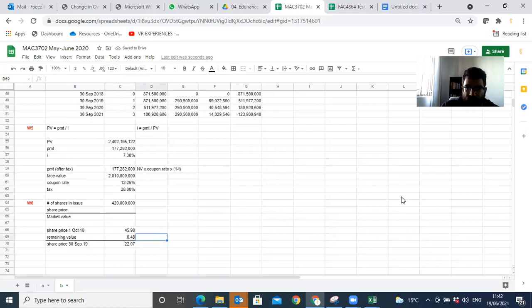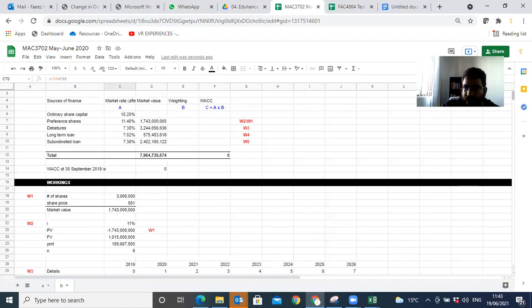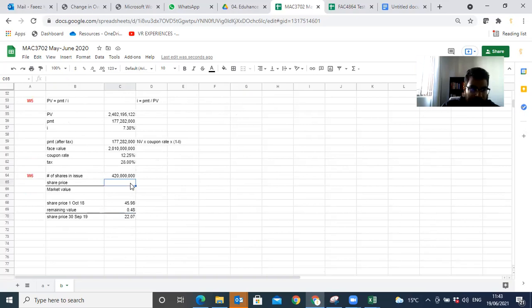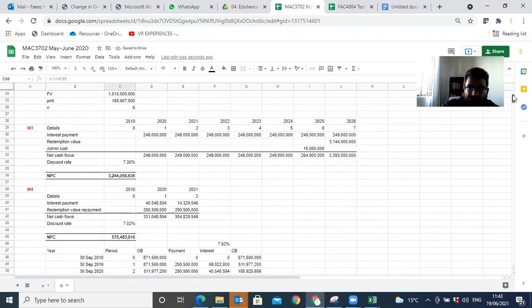Yes, right, 22.07. So this is C70. So if I go over here, this here is over there, 2207. Okay, so we're going to say that multiplied by 2207, which will give me that amount. Okay, so this here is C66.